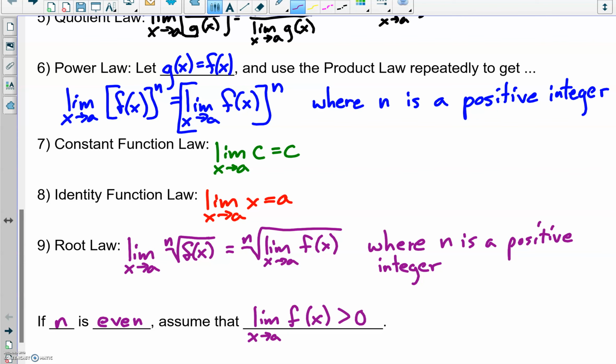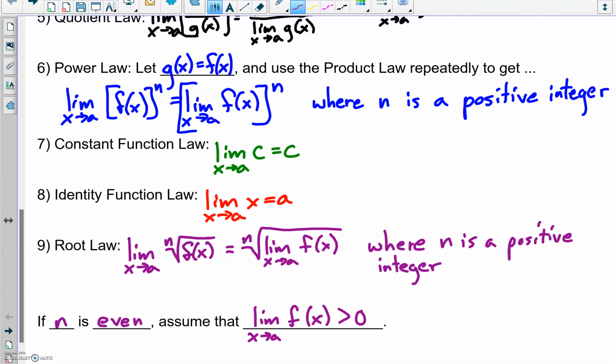The identity function law just says that if you have the y equals x function, the identity function, then the limit as x goes to a of x is just going to be a. The y value is going to approach the same exact thing as the x value because you're looking at that y equals x identity function.